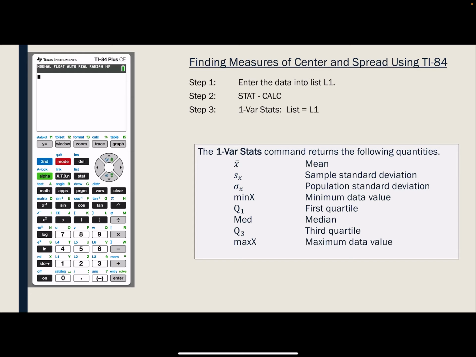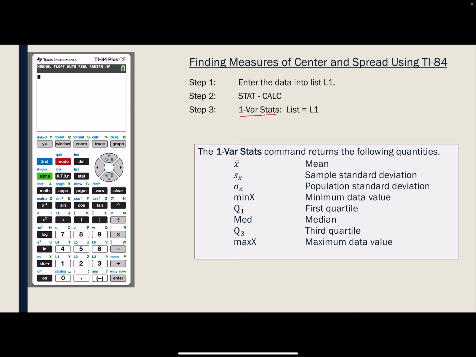So I just want to show you how to find these calculations on your calculator. What you want to do is put all the data into L1, and you're going to go to stat calc, and then you're going to use the command titled one variable statistics. And it will give you all of the main statistics that you need for any one variable in that data set.